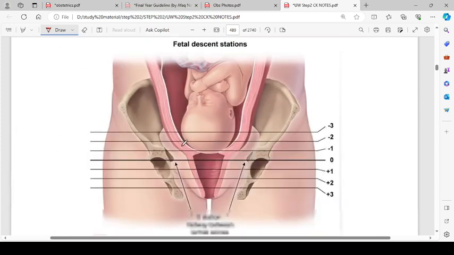So, fetal stations. The symphysis pubis, that is this symphysis pubis level.